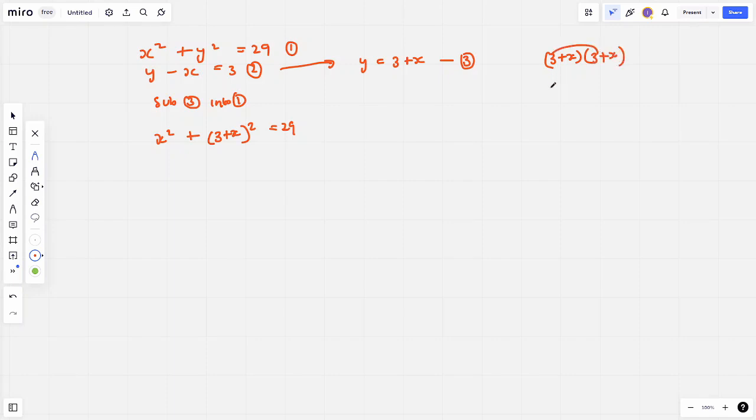Expand that through, we've got 3 times 3, which is 9, 3 times x, which is a positive 3x, x times 3, which is another 3x, and x times x, which is x squared. So that equals 9 plus 6x plus x squared. Now we can bring that here. So we've got an x squared plus this 3 plus x squared, which we've already found out to be 9 plus 6x plus x squared equals 29.